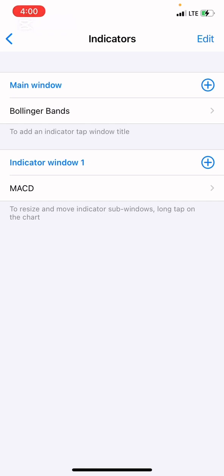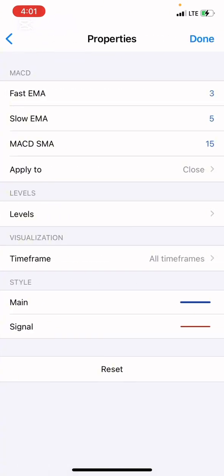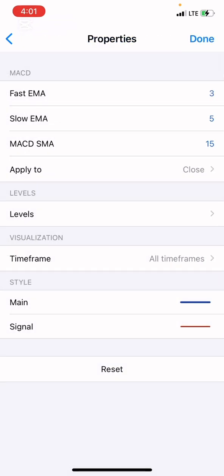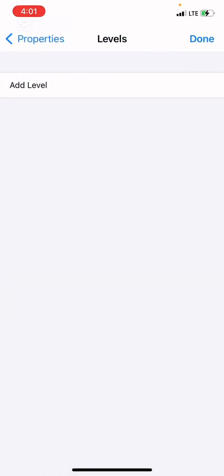Okay, now these are stuff you should do without this indicator, but since you are here to just use indicator setup to make quick money off the market, then you should follow this properly. So for the MACD setup, we are using fast EMA of 3, slow EMA of 5, MACD SMA 15, apply to close. When you click that, you see some options. You just choose close. Levels are not needed, so you skip that part.